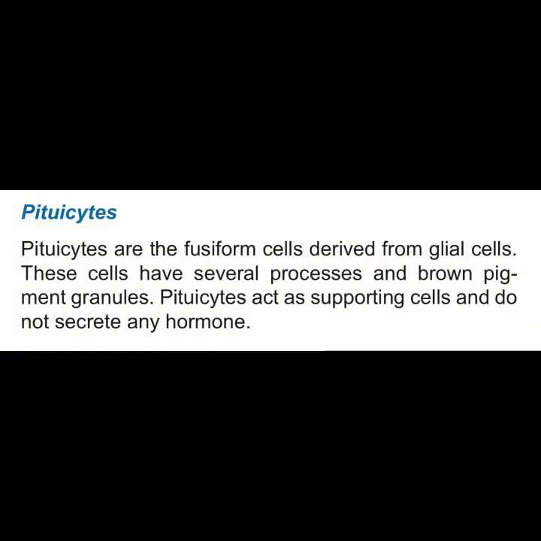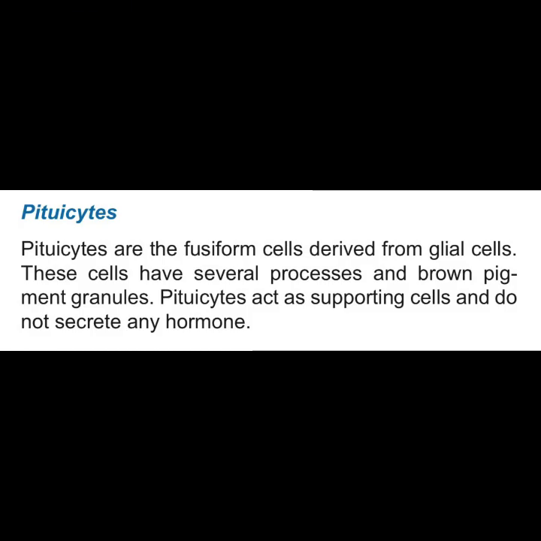So what are glial cells? Glial cells are supporting cells for the nervous system. So pituicytes are derived from the glial cells, and they contain several processes and brown pigment granules. And since they are formed from glial cells, they are supporting cells, and they do not secrete any hormone. That is why I told you that the posterior pituitary gland only stores hormones, but does not secrete them.